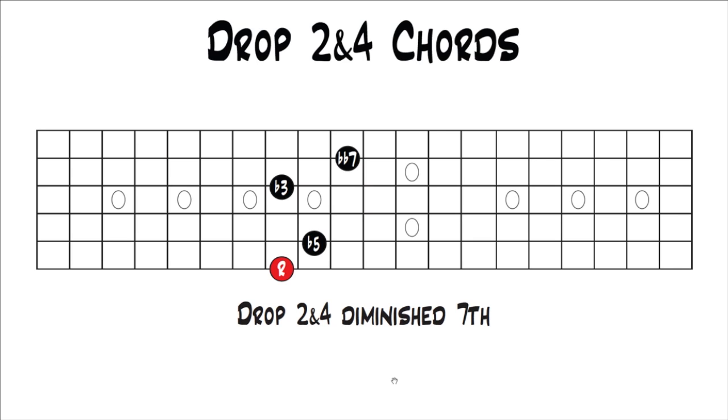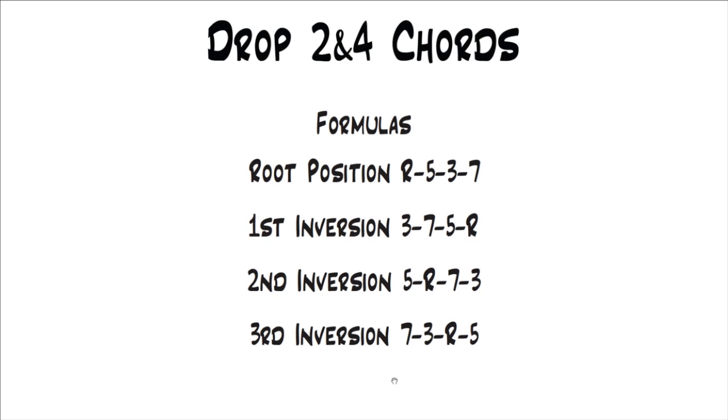So the last thing we're going to talk about with drop 2 and 4 chords are the formulas, just like we did with the other drop chords. So the formula in root position is always root 5 3 7. The formula in first inversion is always 3 7 5 root. The formula in second inversion is always 5 root 7 3, and the formula in third inversion is always 7 3 root 5, no matter what chord type.